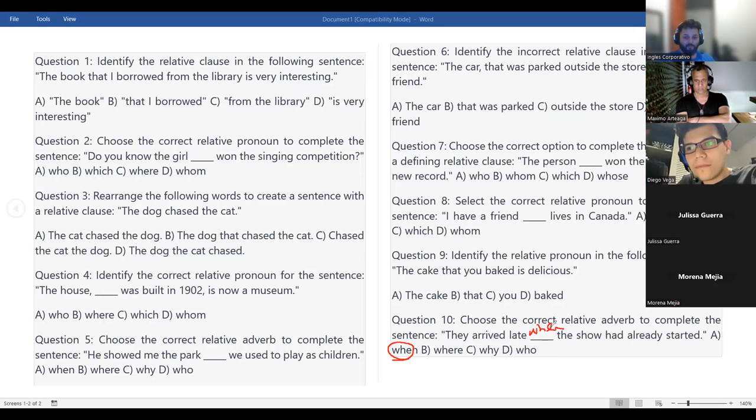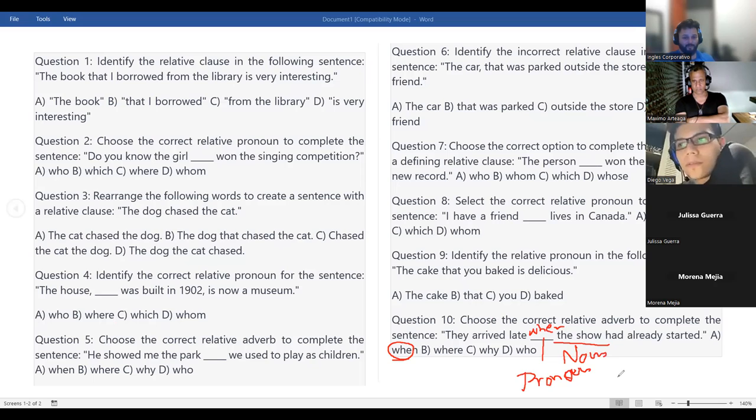Also, if this were a pronoun, let's pretend that this is a pronoun. It's not. If this were a pronoun, we have the show here, and this is a noun. So we cannot have a pronoun and a noun together like this. So that's how you can identify that this is a relative adverb and not a relative pronoun. Sounds good?